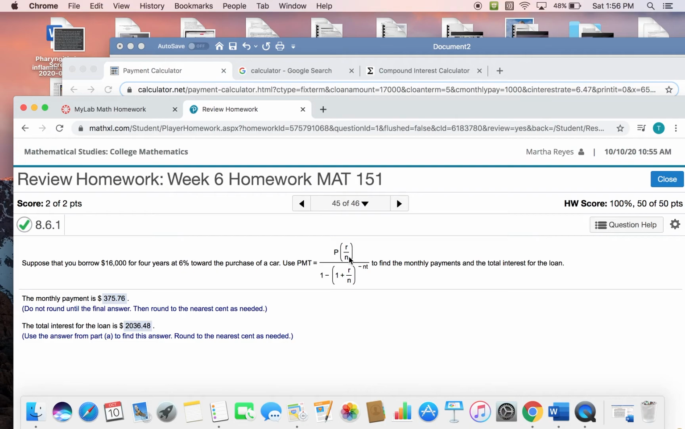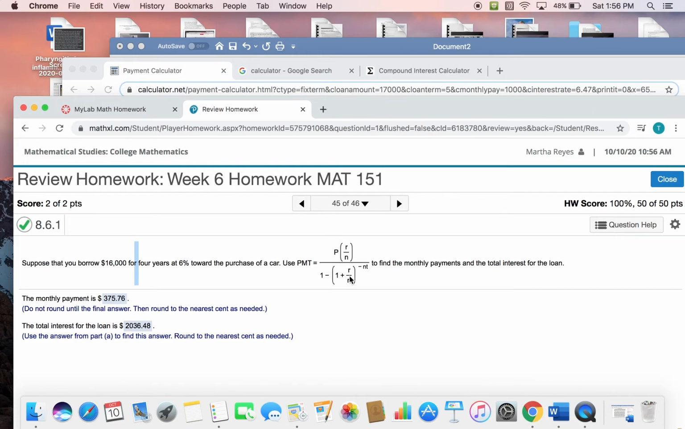R is 0.06. N, it's monthly, 12. N is 12. Okay, so at the bottom we've got 1 minus 1 plus 0.06 divided by 12, and then we've got this to the power of, when you plug it in, negative 12 times the number of years, which is 4. Negative 12 times 4 is 48. So this will be going to a negative 48th power, so you should definitely plug this in a calculator. This will be a fraction.